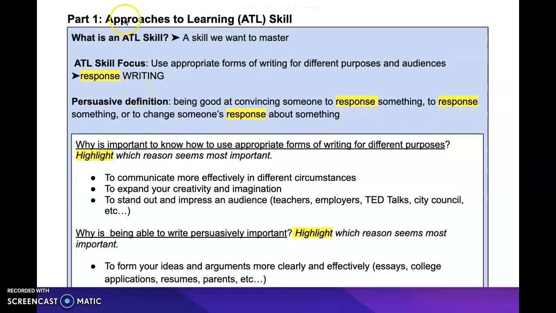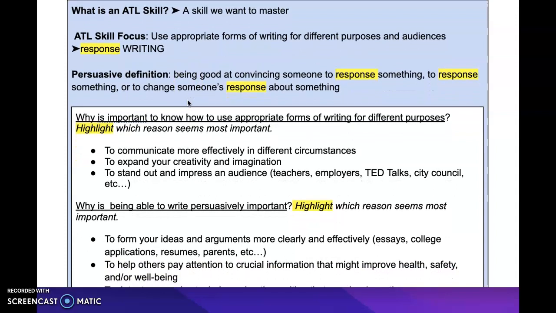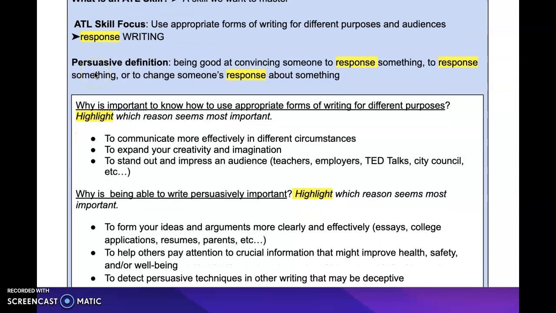Part 1, Approaches to Learning Skill. Just as a reminder, an ATL skill is a skill that we want to master. You can use this skill across different subject areas. And I want you to fill that in again. Your ATL skill focus is use appropriate forms of writing for different purposes and audiences. And in this blank, you're going to write the word persuasive, which is right here.